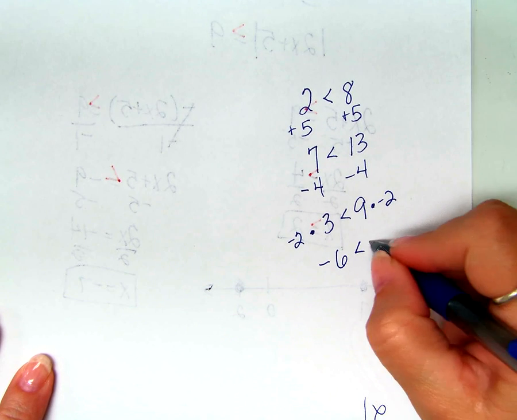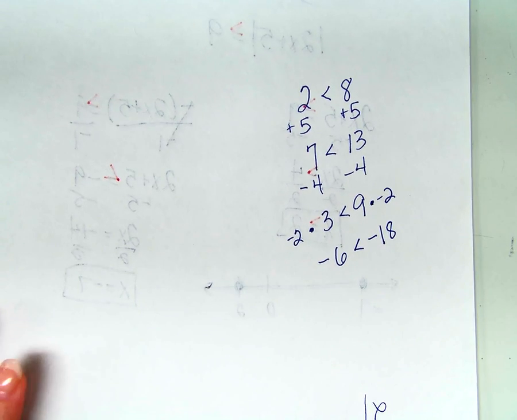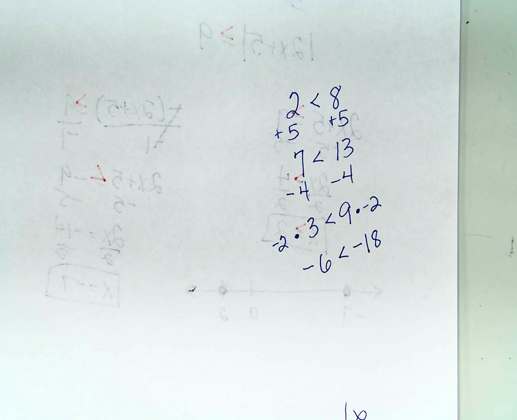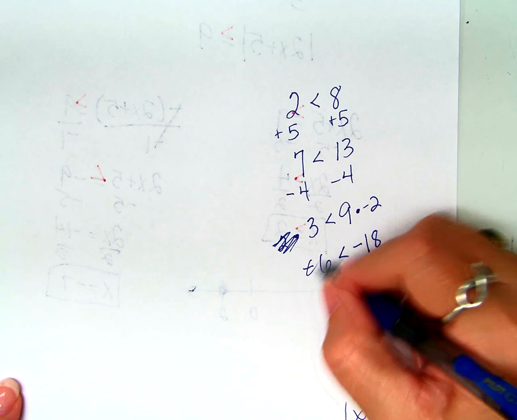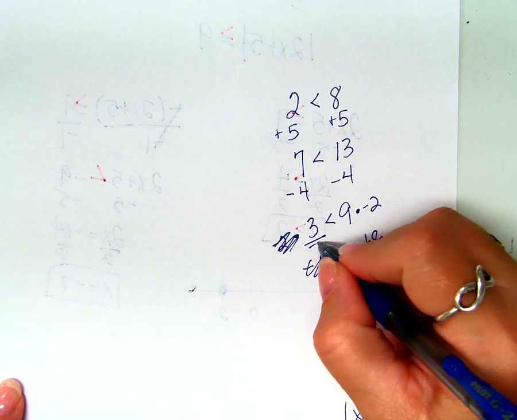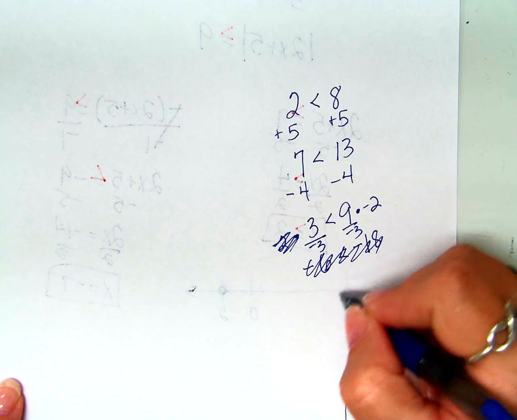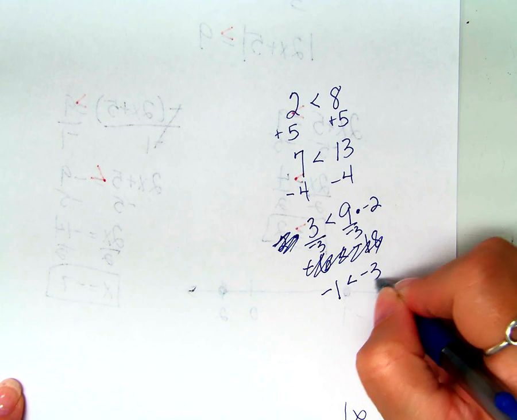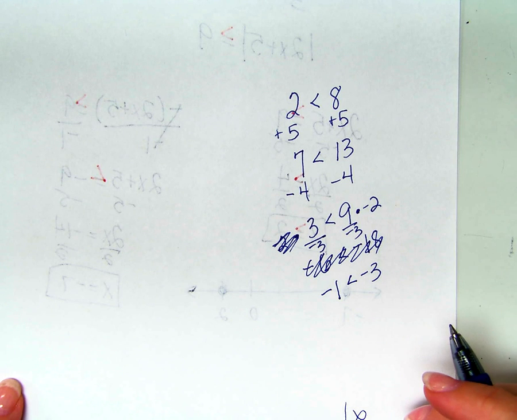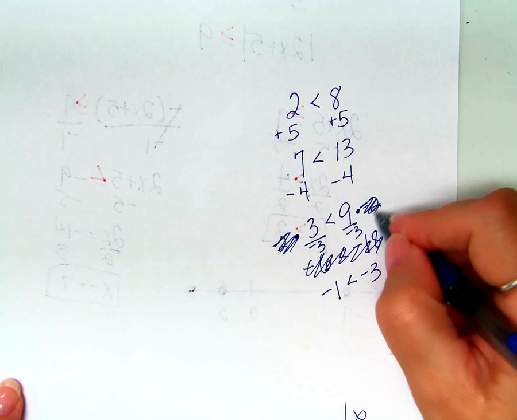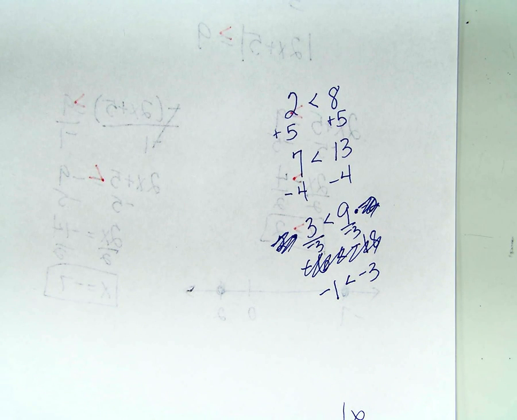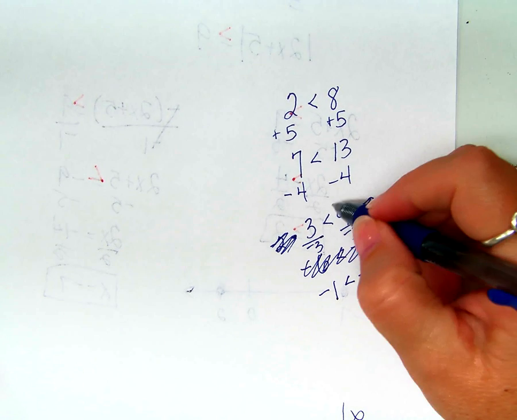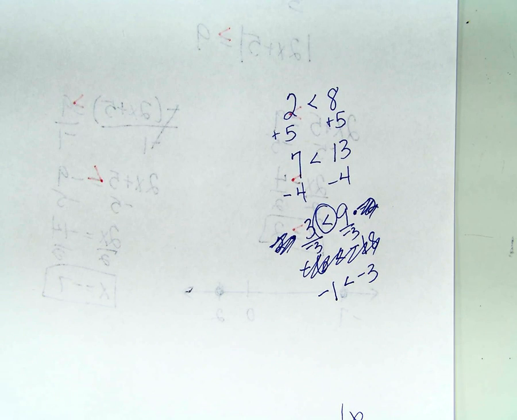-6 is less than -18? No, it's not. Right? So we know that's not going to work. What if I divide both sides by -3? -1 is less than -3? No, it's not. In order to keep the inequality true, when we multiply or divide by a negative number, we have to flip that inequality sign.